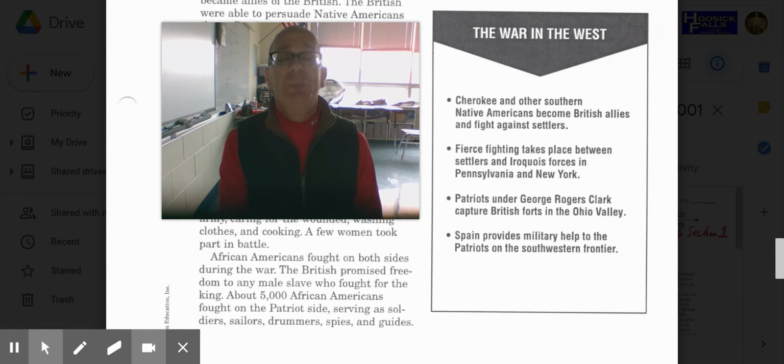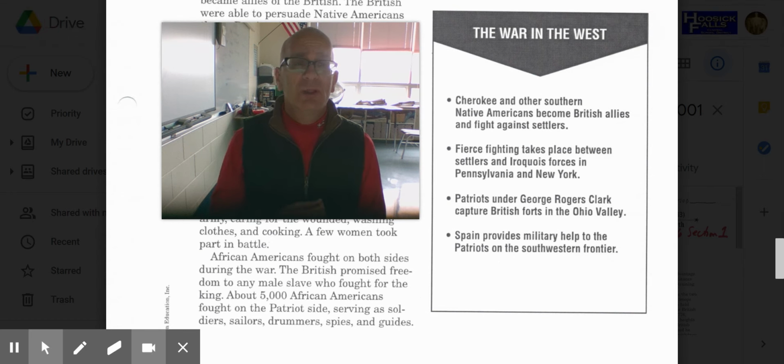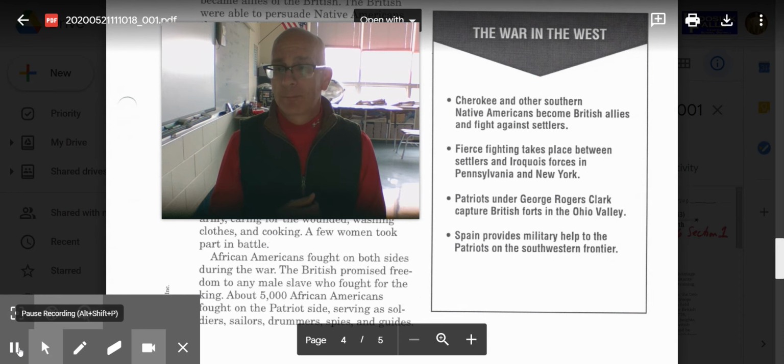And also, Spain will provide military help to the patriots on the southwestern frontier. Not only does France aid in the Continental Army effort, as we learned in Chapter 6, Section 3, that after the Battle of Saratoga, France will become our ally. Also, Spain will assist with military help to the patriots on the southwestern frontier.